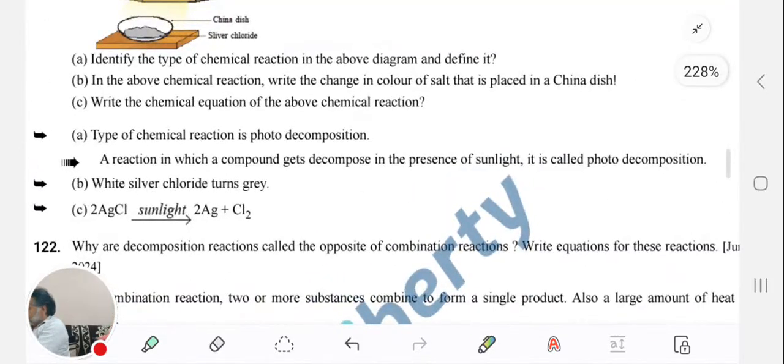B. In the above chemical reaction, write the change in color of the salt that is placed in a china dish. The answer is: white silver chloride turns grey. C. Write the chemical equation of the above chemical reaction. The answer is: 2AgCl in sunlight gives 2Ag plus Cl2.